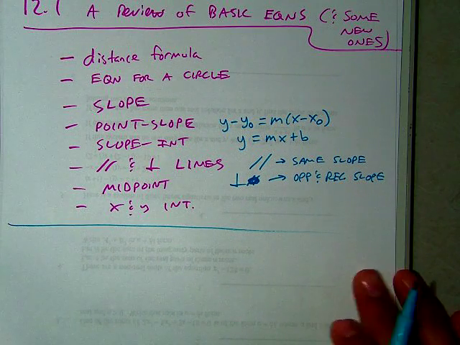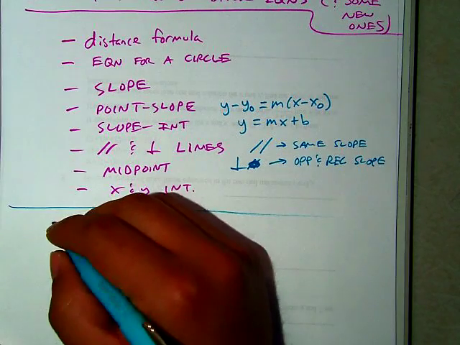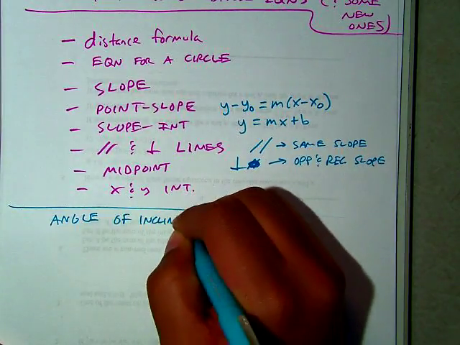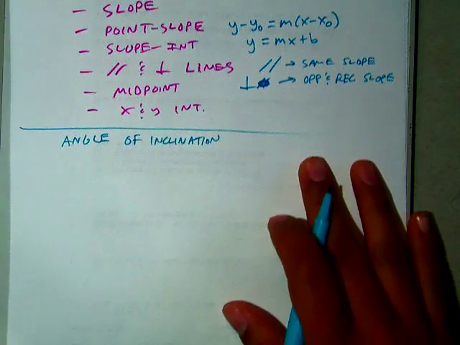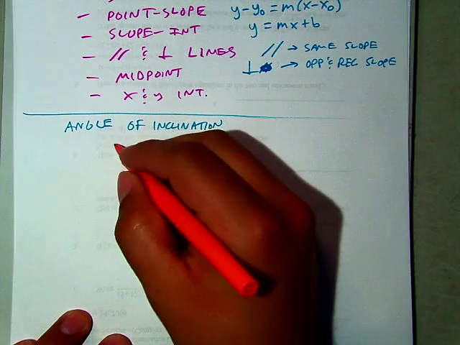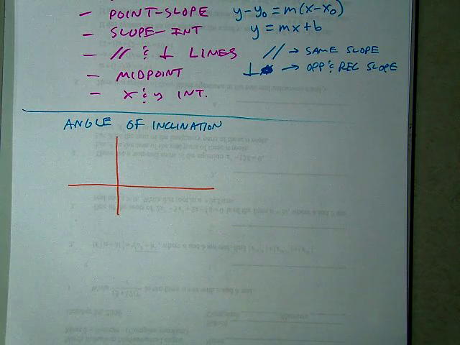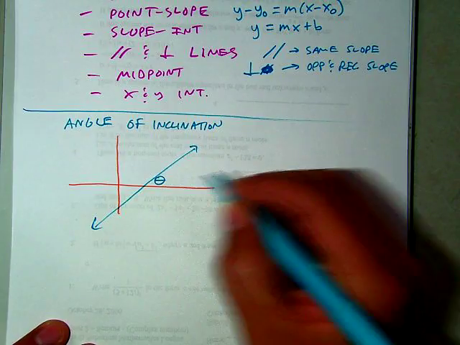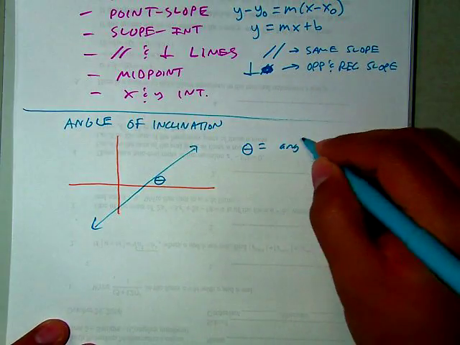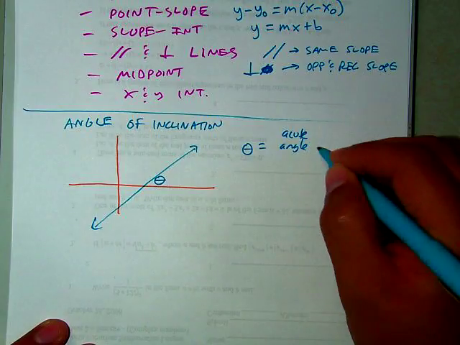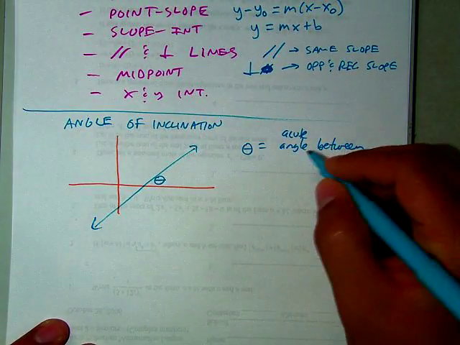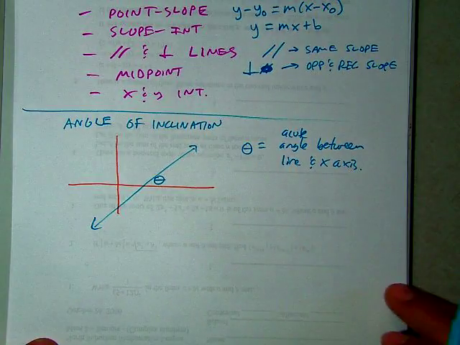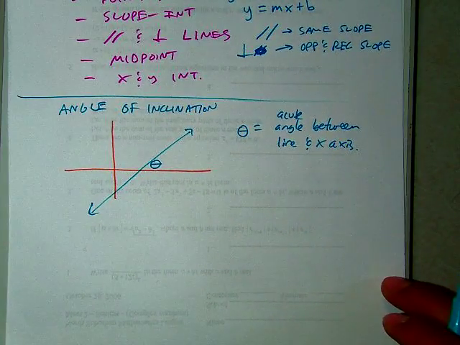Then here are some of the newer things. Okay. In this section, we are introduced to something called an angle of inclination. Okay, and all that means is if I have a line, maybe something like this, the angle of inclination is the acute angle between the line and the x-axis. Okay?